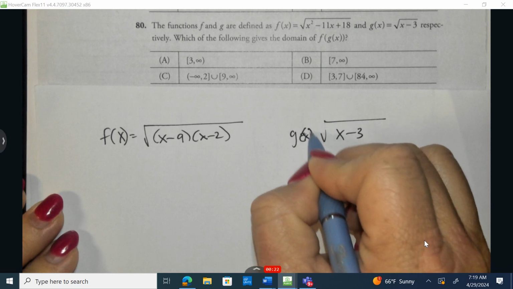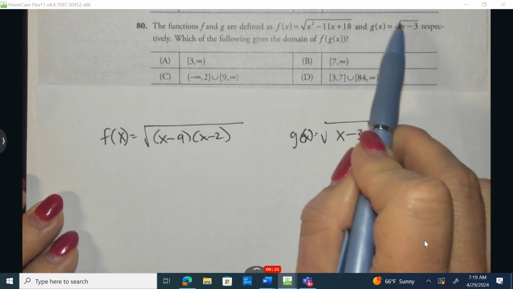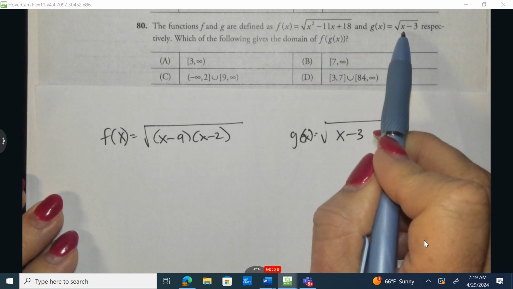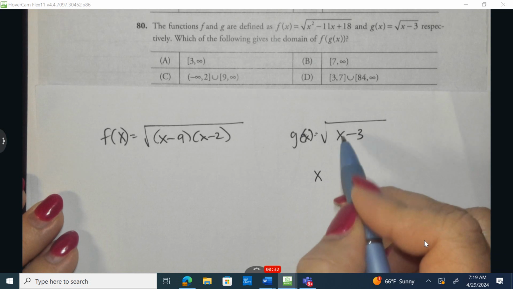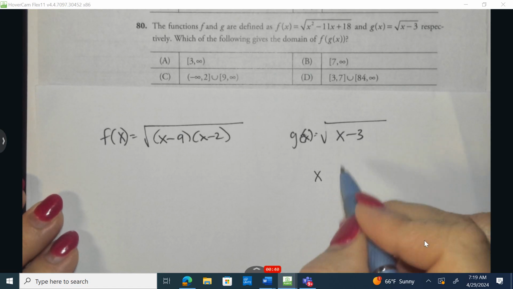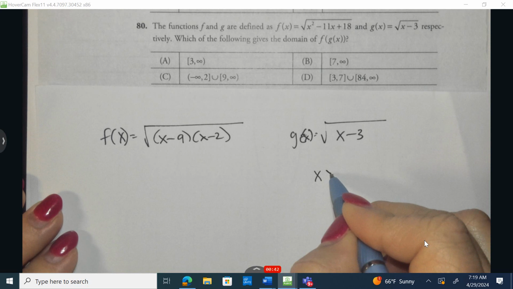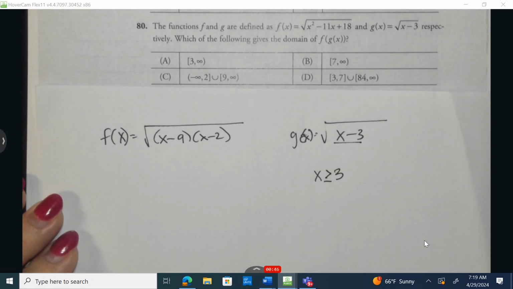Now, what does this mean? It means I'm going to take g, I'm going to plug it into f. But let's first think about g. When I think about g, I know that the value under the square root has to be greater than or equal to 0. So this alone has to have a value that is greater than or equal to 3 when I set this quantity equal to 0. So keep that in mind.